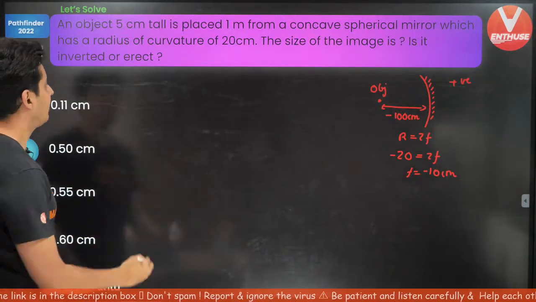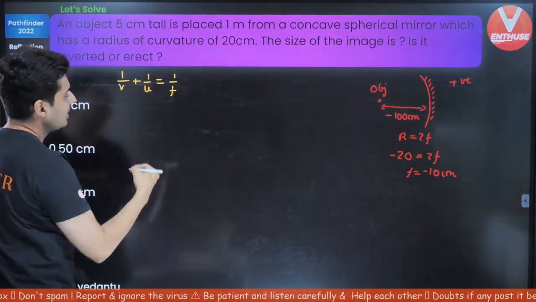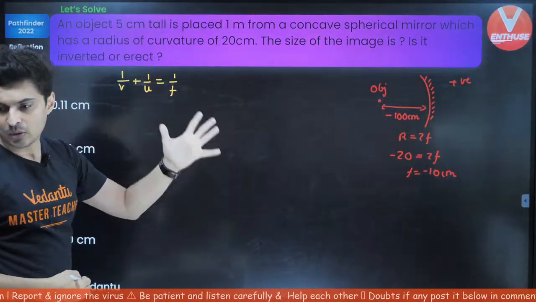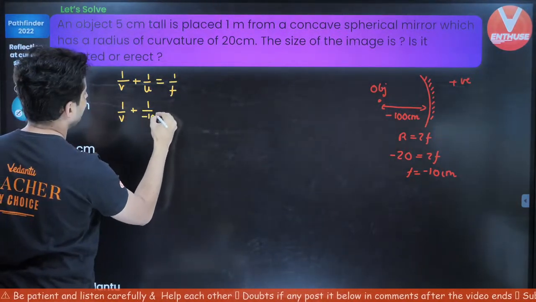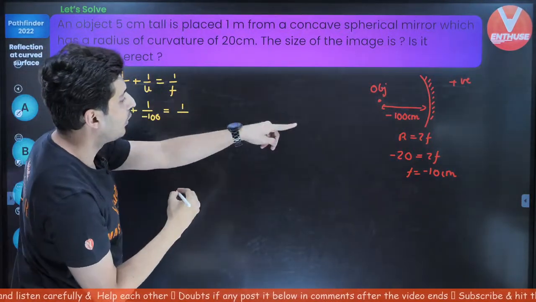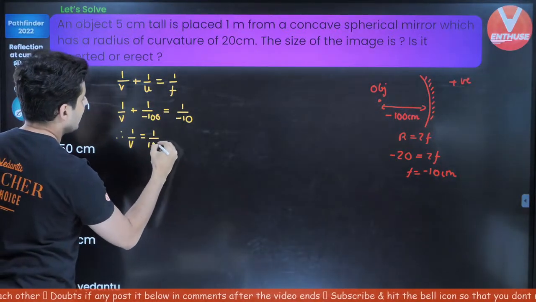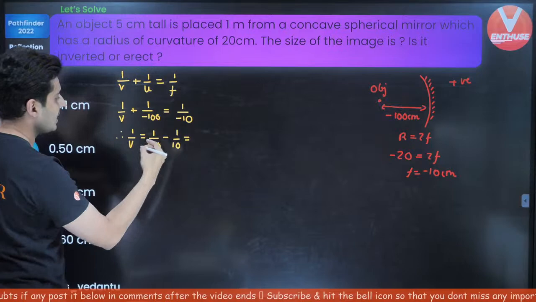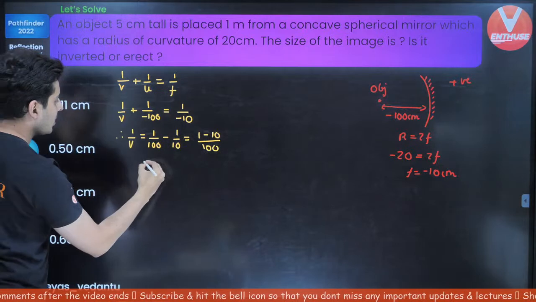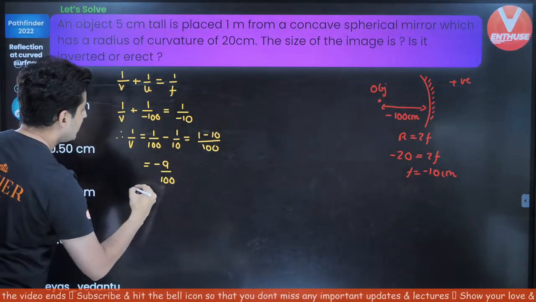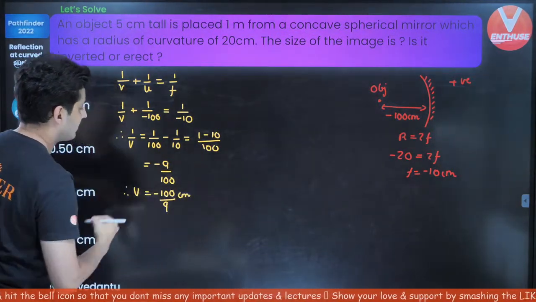Next, let's start with the mirror formula. 1 by V plus 1 by U is equal to 1 by F, because I want to find V. So 1 by V plus, U is -100, is equal to 1 by the focal length. Focal length is -10. Therefore 1 by V is equal to 1 by 100 minus 1 by 10, which is 1 minus 10 divided by 100. After taking the LCM, this will be minus 9 by 100. Therefore, V will be minus 100 by 9 centimeters.